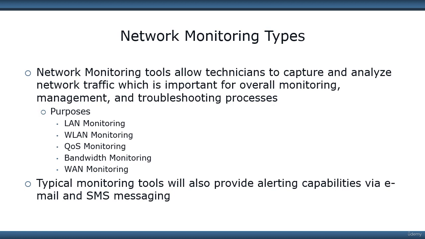If I'm doing quality of service monitoring, I'm probably trying to ensure the correct level of performance for a particular type of protocol, like voice or video. Bandwidth monitoring, I'm monitoring the available bandwidth. Wide area network monitoring, I'm monitoring those components that connect me to the wide area network. Again, those are just purposes. These aren't necessarily all different kinds of tools. These are just places within the network that we would monitor. And a lot of monitoring tools are also going to provide alerting capabilities, possibly via email and SMS text messaging.